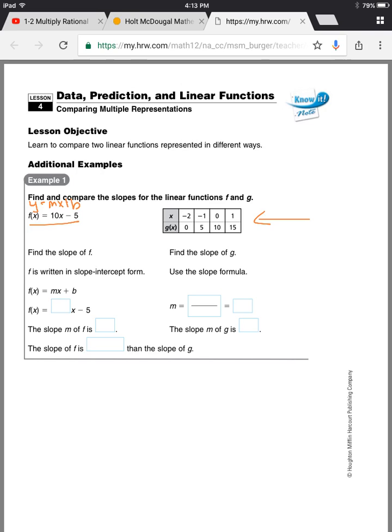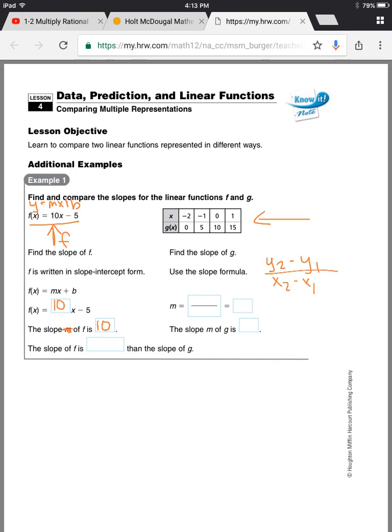So the m is 10 because it's the coefficient of the x. So the slope of f is 10. The slope of f is 10. Okay, this is f, and we know the slope is 10 because it's always the coefficient of the x. Now we need to find the slope of g, and we need to use the slope formula, and remember that is y2 minus y1 over x2 minus x1.